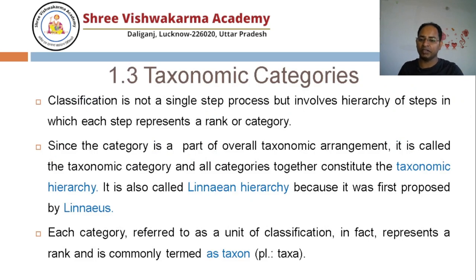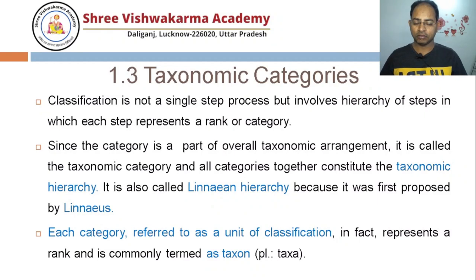Now we'll discuss in detail what the taxonomic categories are. Just like I already told you, there are many categories: dog, cat, mammal, animal, all are known as taxa, right? So what are the scientific categories the scientists have developed? Classification is not a single step process. If you are to classify the organism, you have to pass through various steps. So what are the various steps of the classification?